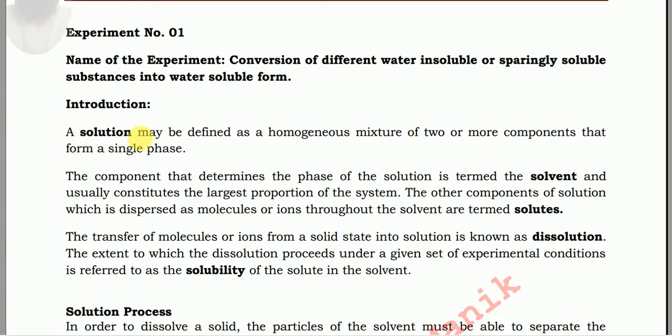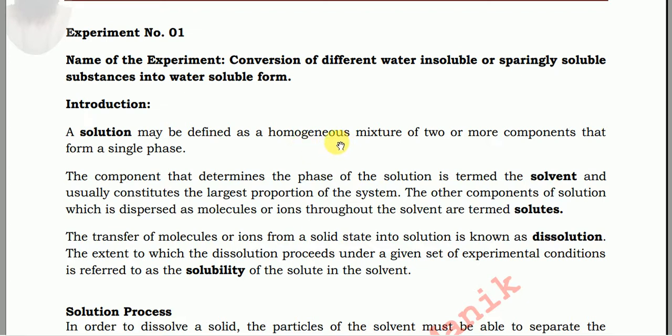A solution may be defined as a homogeneous mixture of two or more components that forms a single phase. That means a solution will form a single phase and produce a homogeneous mixture. For example, whenever you dissolve sugar into water, after complete solution, you will find no sugar, but a sweet solution of sugar and water.